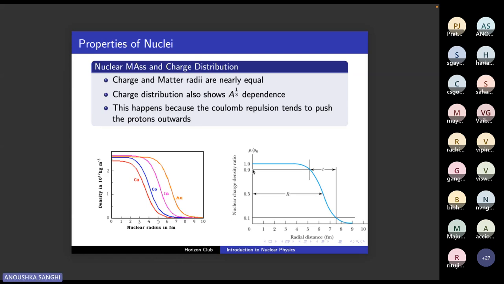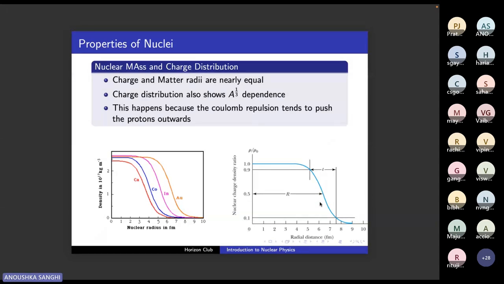And if I see the region where there is 90% charge density, it is coming at some R1. Suppose the point one density is coming at somewhat R2. Then the difference between R1 and R2 gives some T, which people call the skin thickness, which tells about the difference in density when there is 90% charge density and when there is 1% charge density, right?